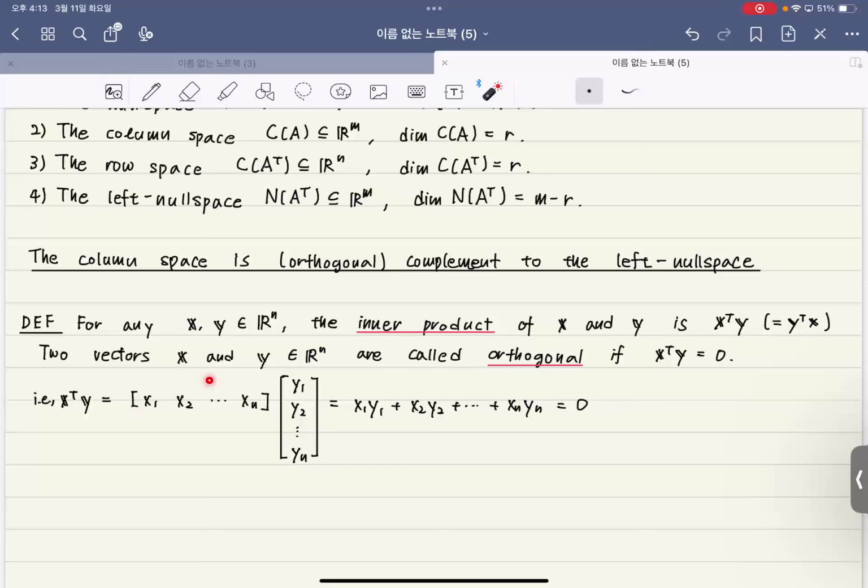Therefore, x transpose y is actually a row times a column, which turns out to be component-wise multiplication and taking the summation. So this number is the inner product of x and y. Obviously x transpose y is the same as y transpose x, so the inner product is commutative. And we say two vectors x and y are orthogonal to each other if and only if their inner product equals 0. This is our definition.